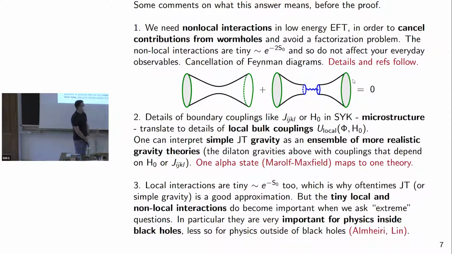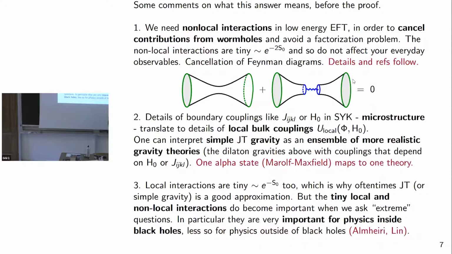Now the second point is that the details of the binary coupling constants, the J_{ijkl} in SYK, or the Hamiltonian, it's kind of the microstructure of the theory. They translate to details of the local bulk couplings. So this local potential that we have encodes the full microstructure of our theory, if you want. And in that sense, you can interpret the simple JT gravity as an ensemble of more quote-unquote realistic gravity theories.